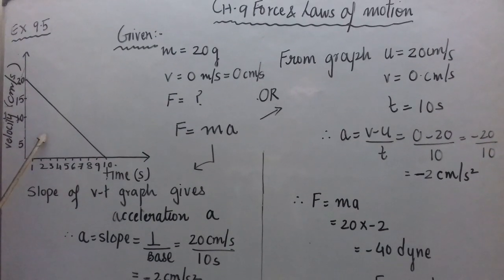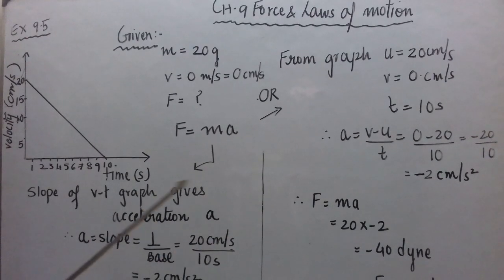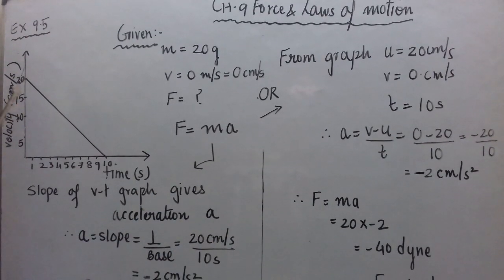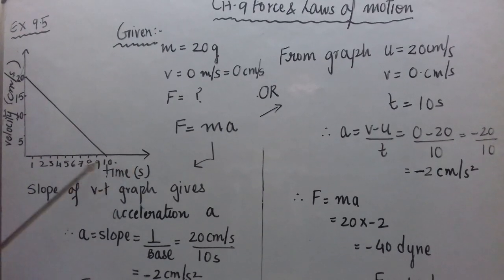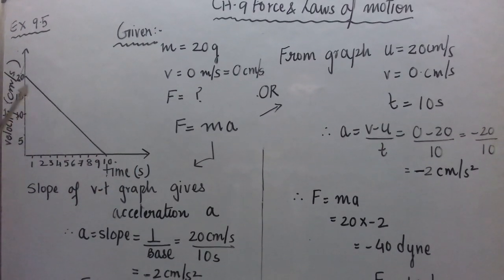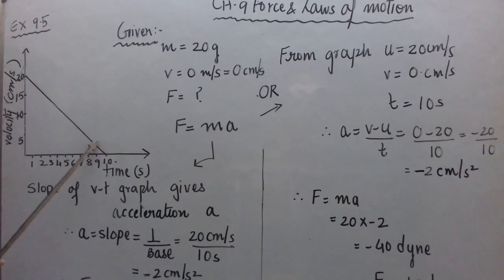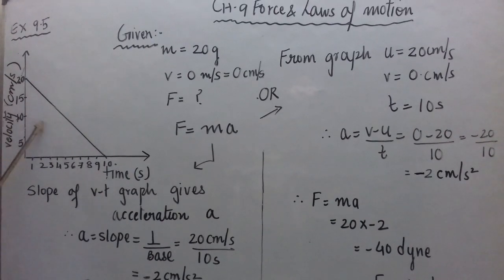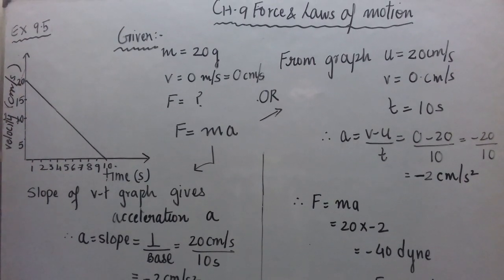Now, let us have a look at the graph. We can solve this numerical by either of two methods. From the graph, we can see that the velocity time graph is a straight line inclined to the time axis. It means this is the graph of uniformly accelerated motion. And as the slope is this way instead of this way, we know that it is a case of uniform retardation. Velocity is decreasing. So first of all, let us use the property of the graph.